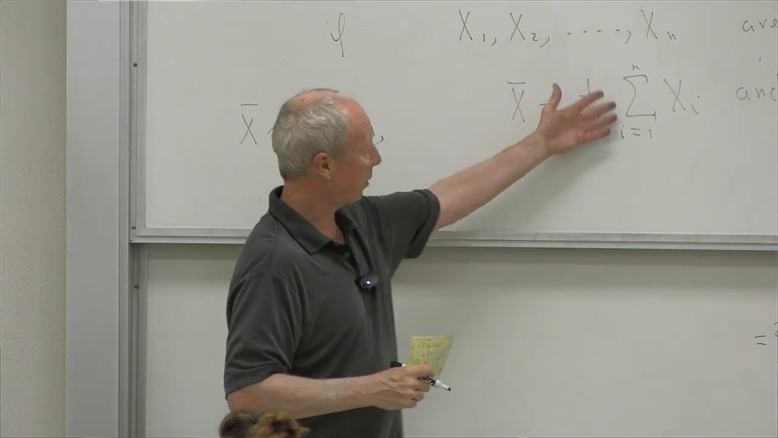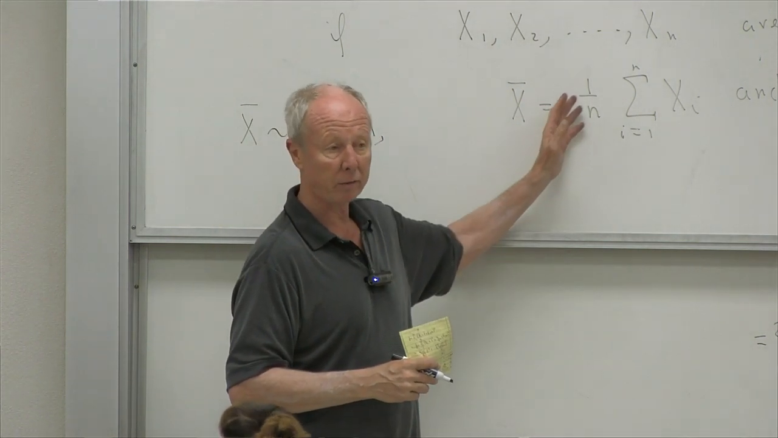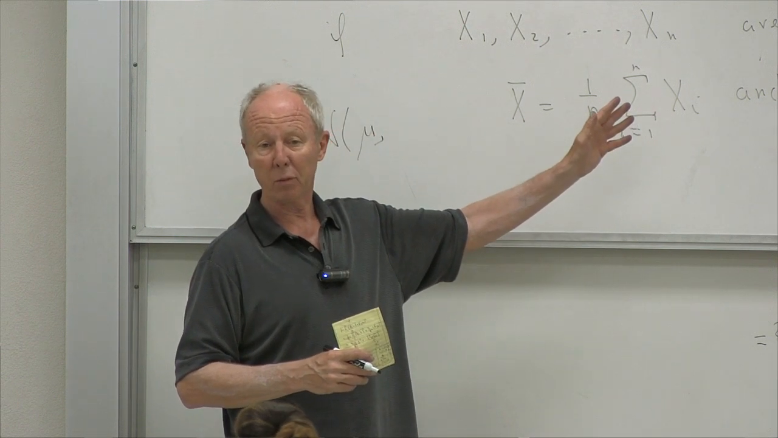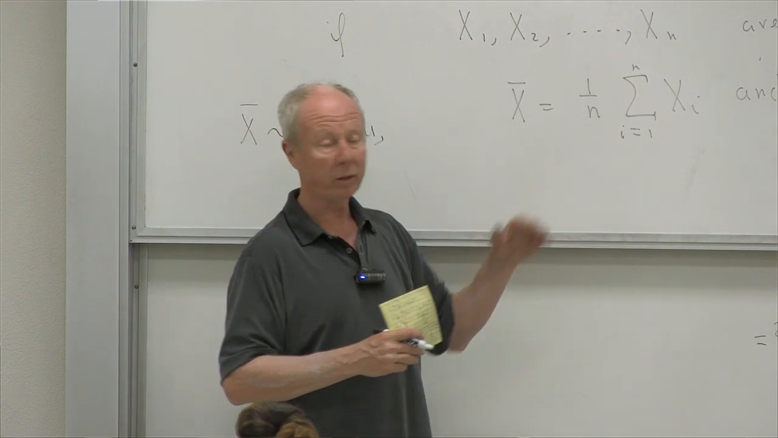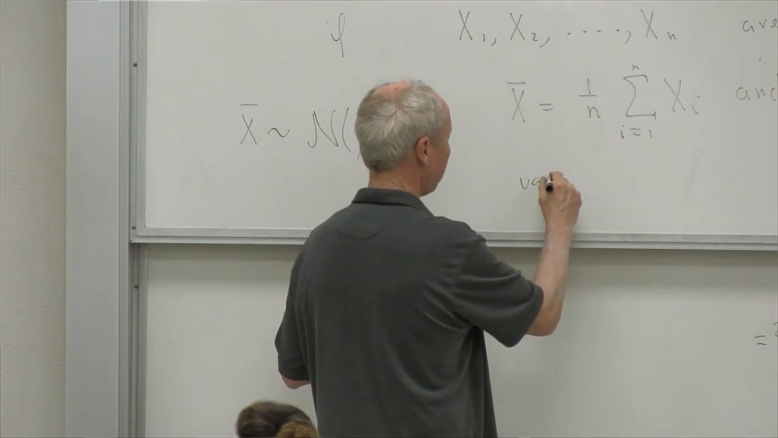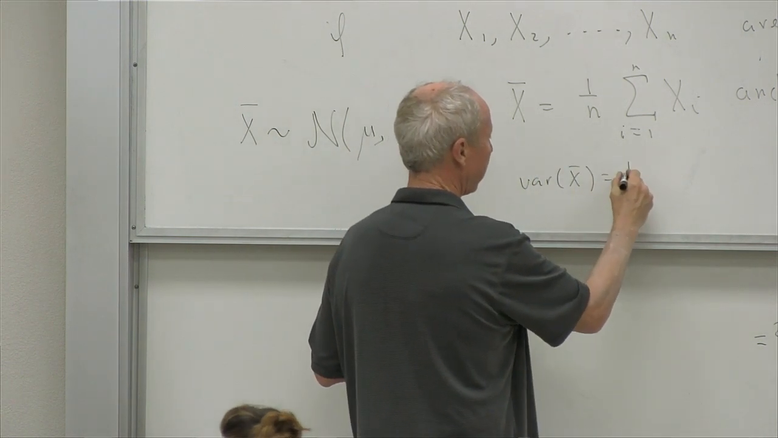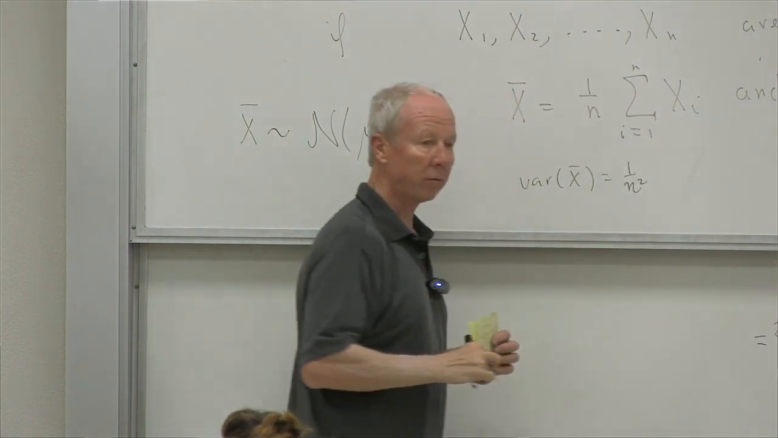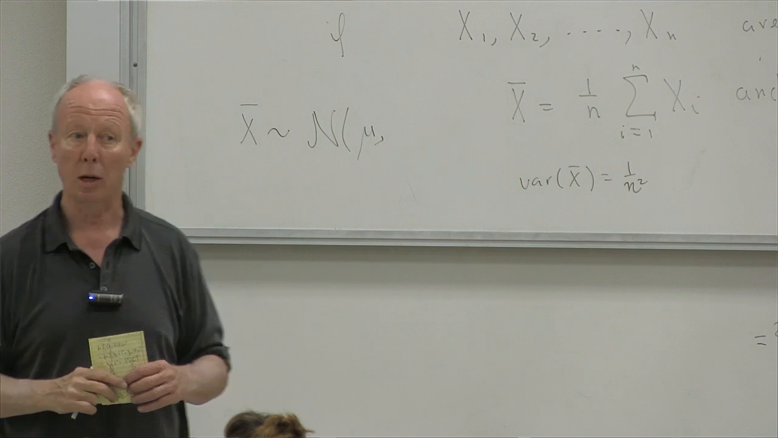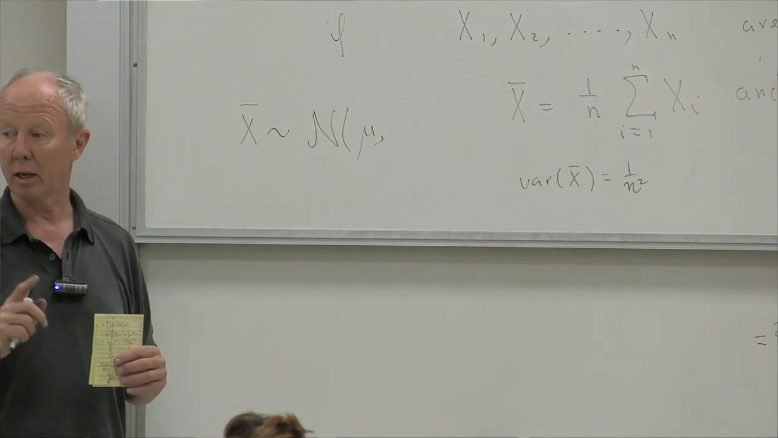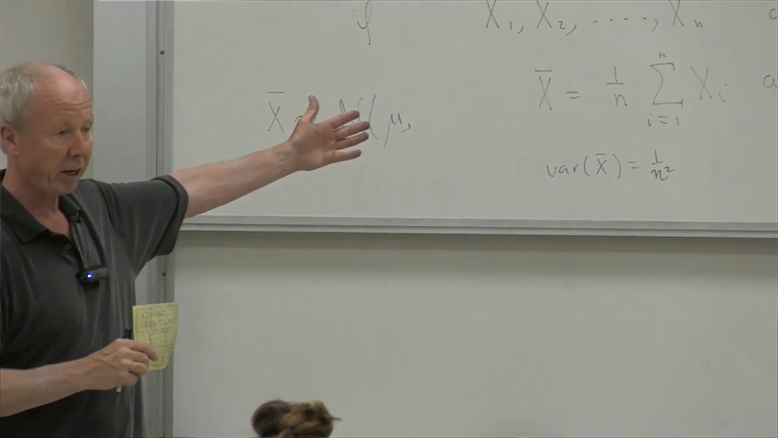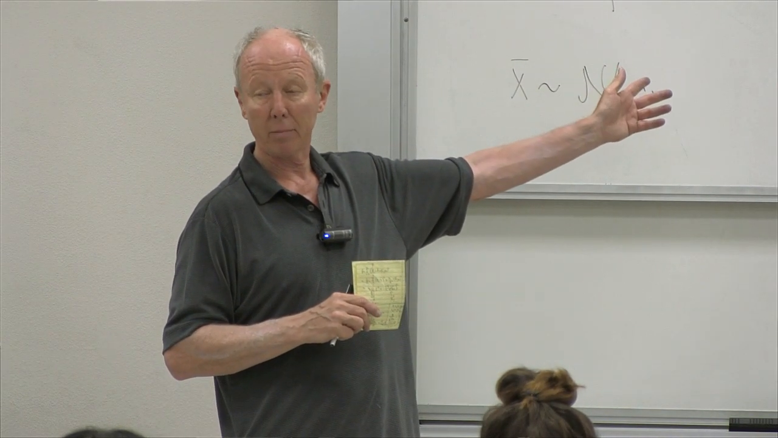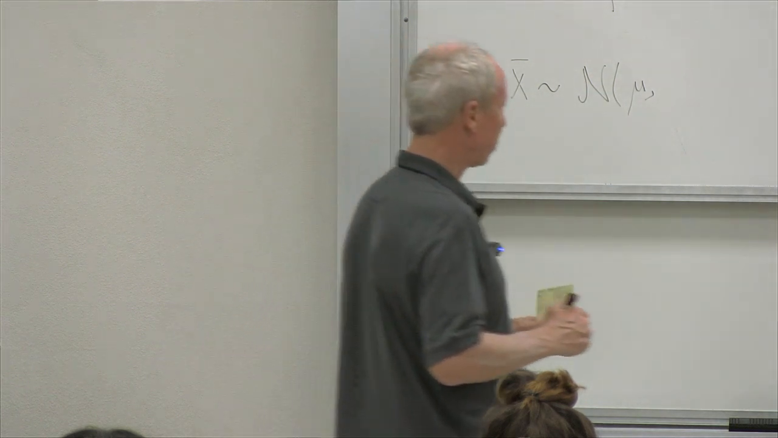Now we have to compute the variance of this. We have the variance of a number times a random variable. What happens to the number? It becomes squared. The variance of x bar is 1 over n squared times the variance of a sum of independent random variables. What's the variance of a sum of independent random variables? It's the sum of the variances. So we add up the variances of the xi's. What's the variance of xi? Sigma squared. We add that up n times, and we get n sigma squared.